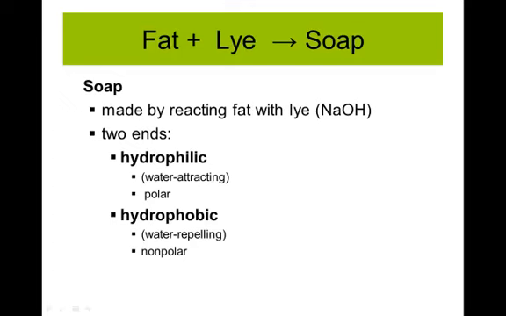So when I look at soap, soap is made by reacting a fat, so it could be like oil or lard, with lye or sodium hydroxide. Sodium hydroxide is mostly used for our solid soaps. If it's a liquid soap, like a hand soap, those are usually potassium hydroxide. So we have a base, and I know it's a base because it has OH, base with fat, and that's going to make soap. This soap molecule is going to have two different ends.